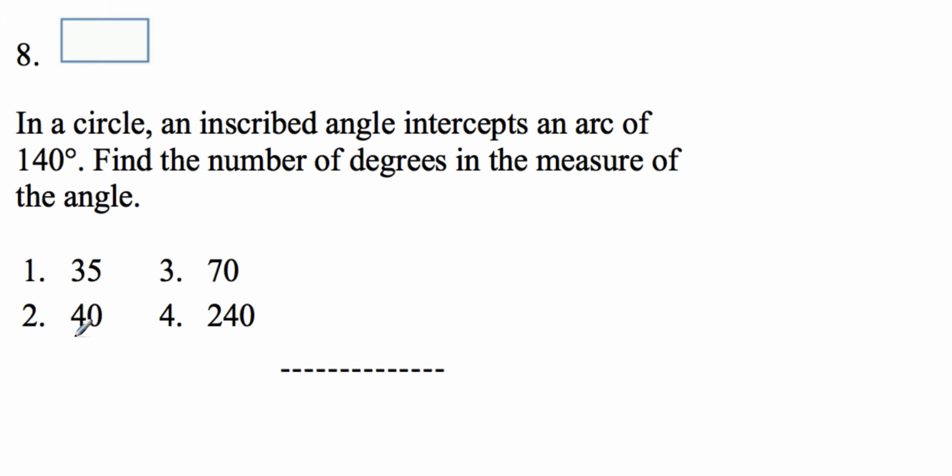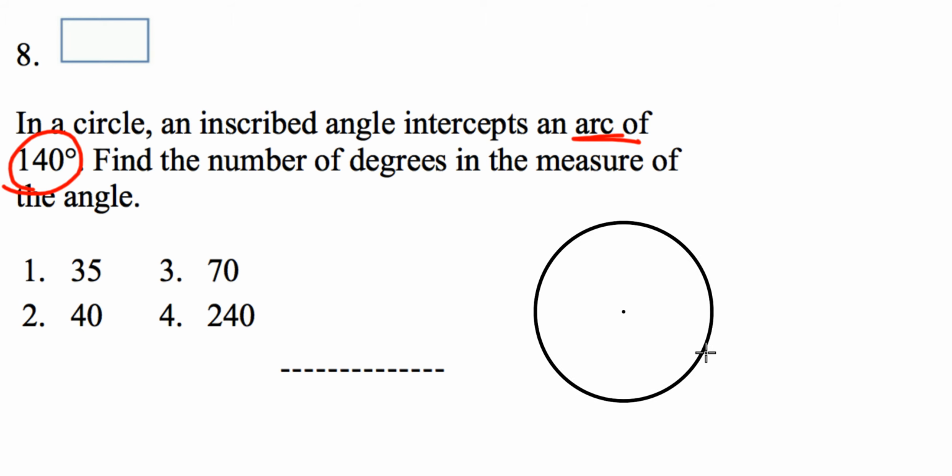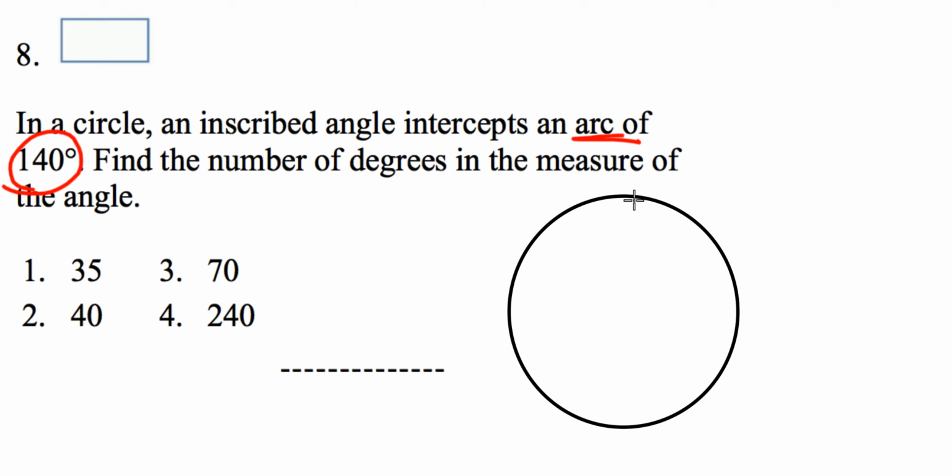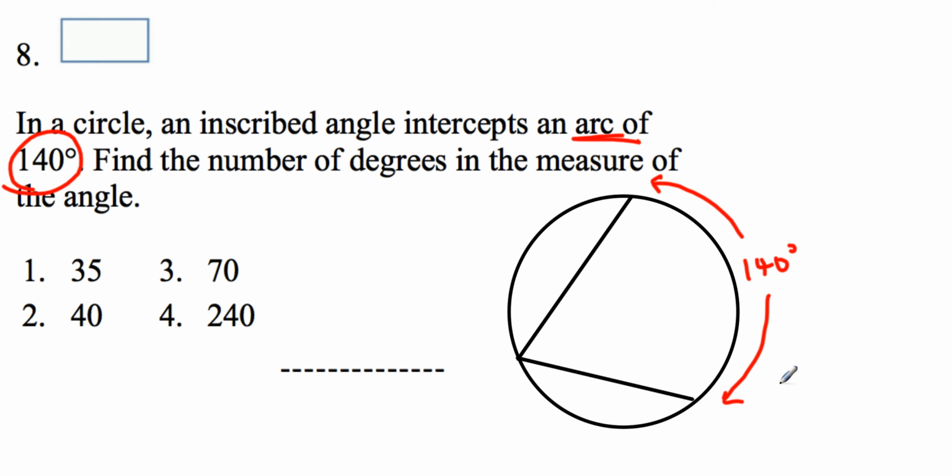Now number 8, in a circle, an inscribed angle intercepts an arc of 140. So the arc is 140, meaning part of the circle is 140. Let me try to draw the picture for you. So that's equal to 140. Now what is the number of degrees of the measure of this angle? The angle is right over here, the inscribed angle. And this is half of 140, so therefore we get 70 becomes our answer.